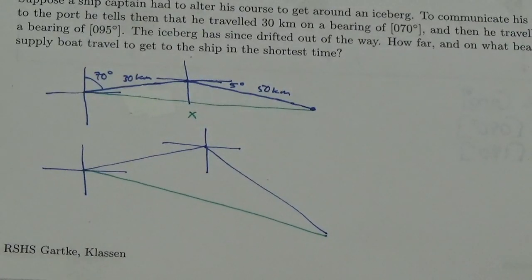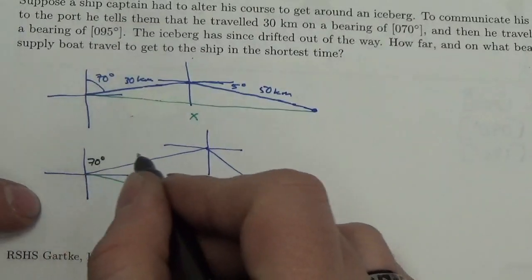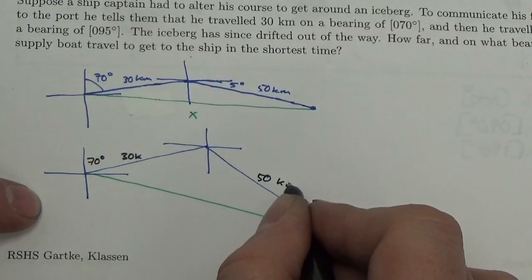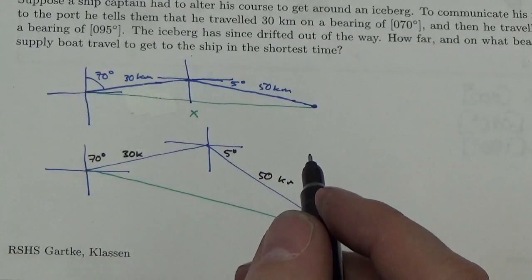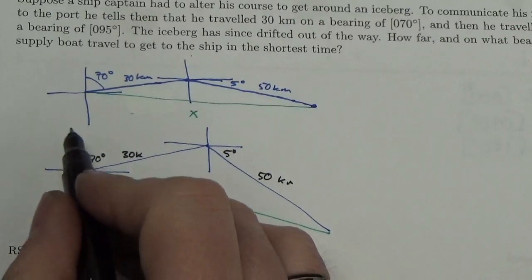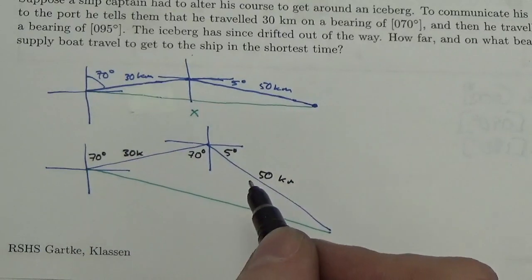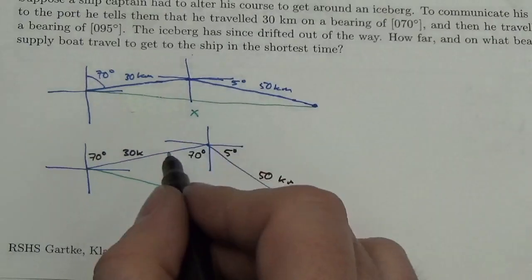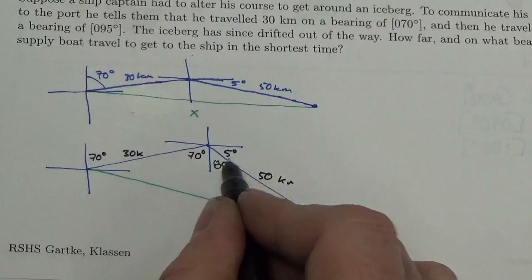So we know that this right here was 70. This is going to be 30 kilometers. This is going to be the 50 kilometers. And we know that this angle here is going to be 5 degrees because it was on a bearing of 0.95. So if this angle here is 70, because the north-south lines are parallel to each other, I know that this angle right here is going to be 70 degrees. Okay? Yeah, just because of the alternate interior angles of parallel lines. Now, if this is 5 degrees, then I know that right here, this is going to be 85 degrees inside here.